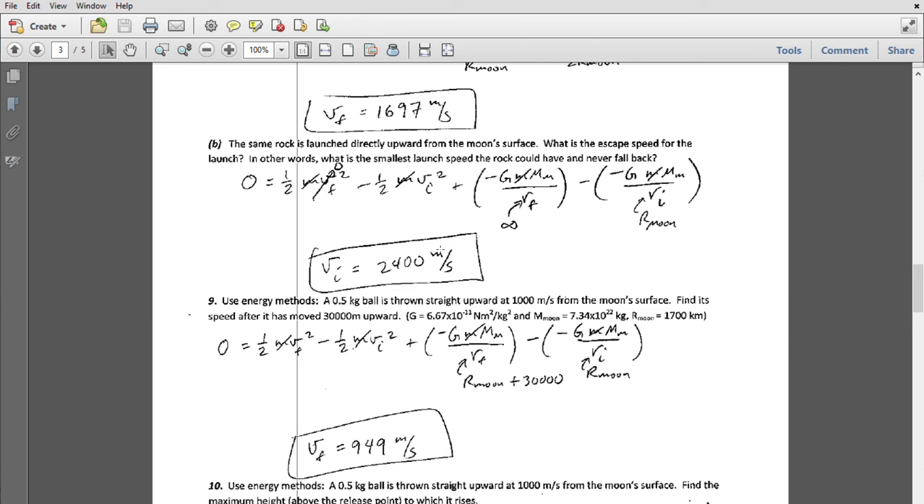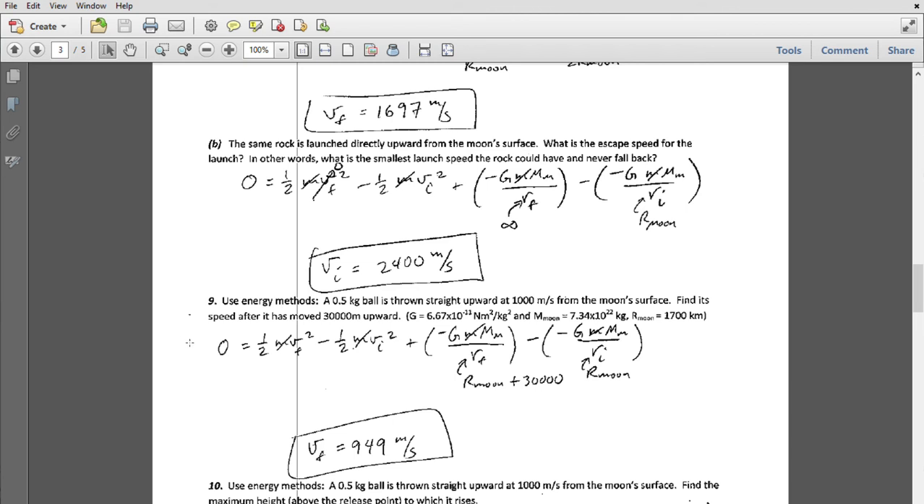Same rock is launched directly upward from the moon's surface. What's the escape speed for the launch? In other words, what's the smallest launch speed the rock could have and never fall back? So what that means is, as we discussed in the videos, the final state is when the rock is really far away from the moon, essentially at r equals infinity from the center of the moon, and its final velocity is very close to 0. So we're going to take v final to be 0 and r final to be infinity. And the initial state is when it's launched, and we want to know v initial.